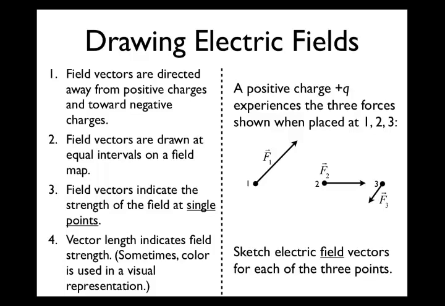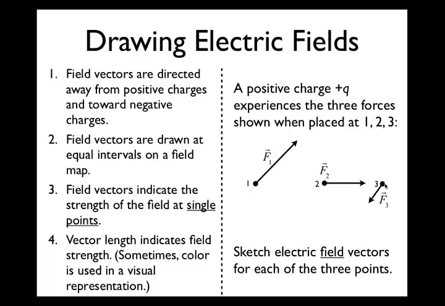So, a question to think about in terms of field vector diagrams. A positive charge plus q experiences the 3 forces shown when placed at 1, 2, and 3. So if I put it at this location 1, it feels a force in this direction, and the force is stronger here than it is if I place it at 2, where the force is now directly to the right. Place it over at 3, the force is weaker and it's down and to the left. So again, if you have some scratch paper, see if you can pause the presentation and sketch electric field vectors at each of those 3 points.